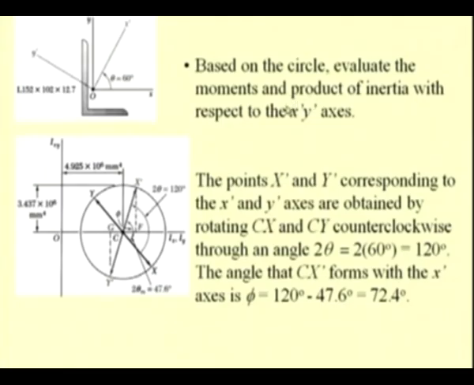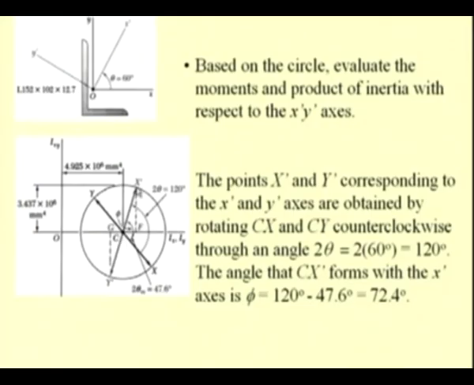We can also determine the product of inertia with respect to a rotated axis. Like we are interested to find the product of inertia with respect to an axis OX prime Y prime, which is rotated by 60 degrees in the counterclockwise direction. So, that means in our original diagram where we have this XCY as the diametrical line corresponding to OXY, we have to rotate counterclockwise by 2 theta, that is 120 degrees, and we get this axis, that is X prime C Y prime.